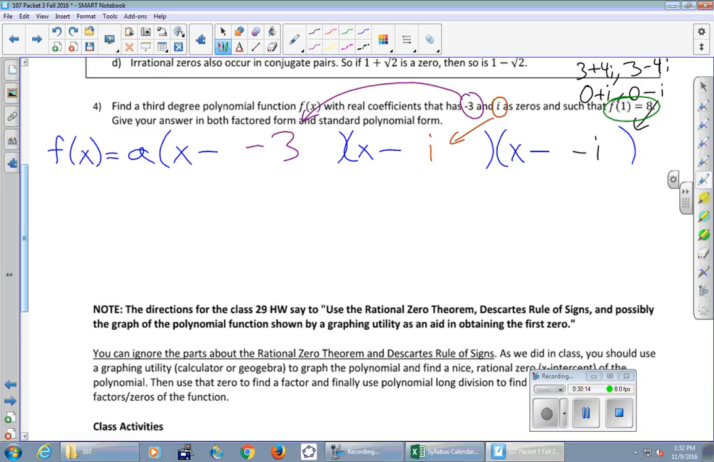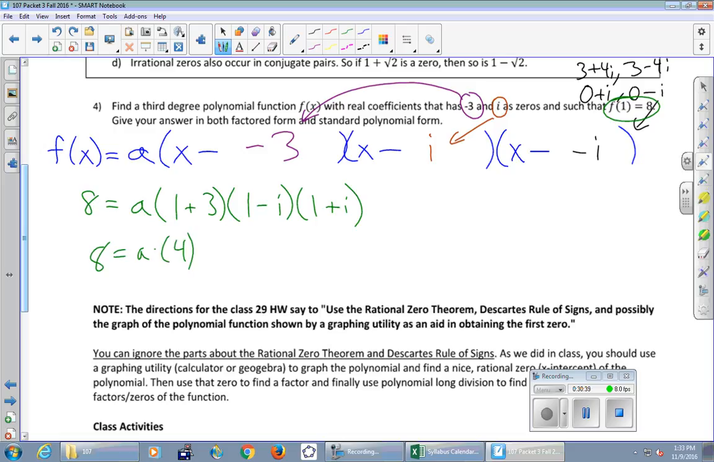So let us solve. 8 equals a times, let's see, 1 plus 3 there, 1 minus i there, and then 1 plus i there. Right, that's what we're after. And we're going to solve for a. 8 equals a times, all right, so there's a 4. Let's save a little bit of time here. I'm going to write something that I don't want you to write. So this part in orange, don't copy.